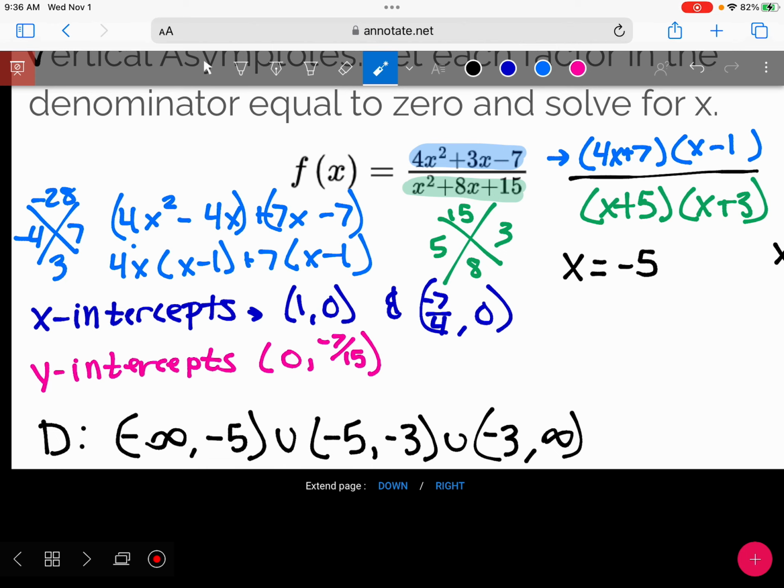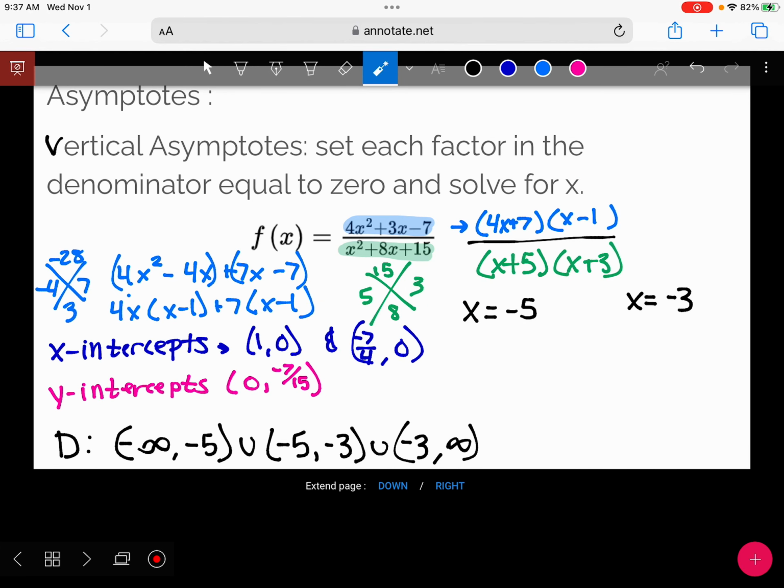Our x-intercepts are our zeros here. So when we have it in our factored form, we solve x minus 1 equals 0. That's where we got our 1. 4x plus 7 equals 0. And that's where we got our -7/4. Okay? So x-intercepts are the zeros of the numerators. The y-intercept is what happens when we substitute in 0. Cool, cool.